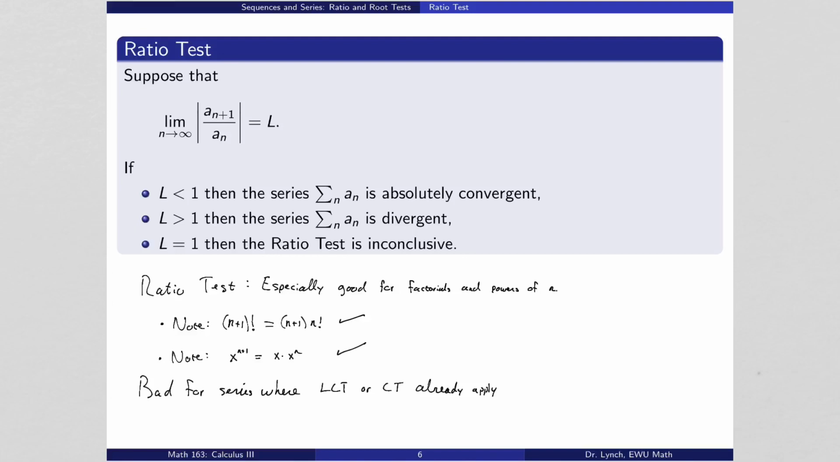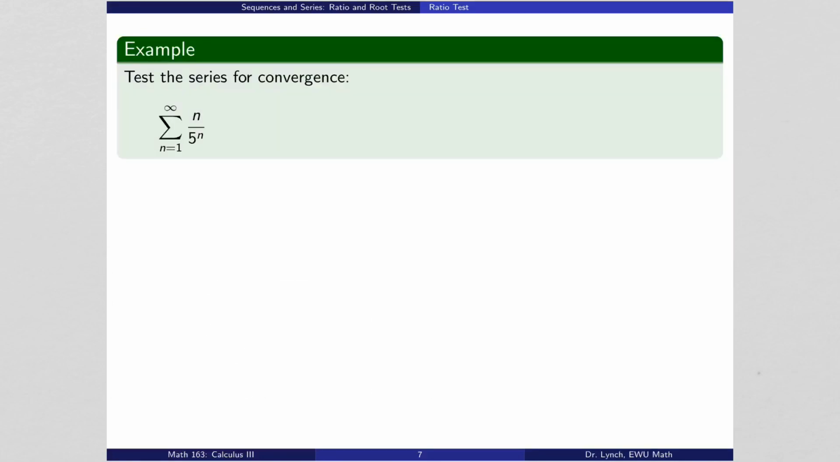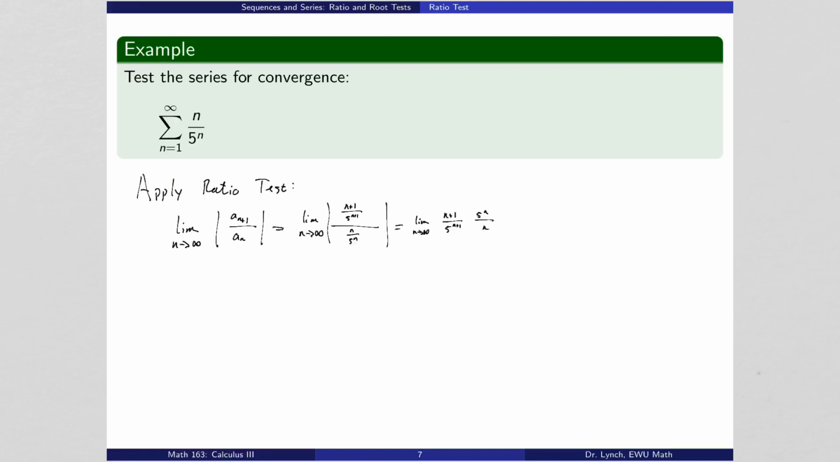Okay, so a few examples illustrating use of the ratio test. Here's the first one: test the following series for convergence. So we'll go ahead and apply the ratio test. We'll look at the limit as n goes to infinity of the absolute value of consecutive terms in the series. This ends up being the limit as n goes to infinity of the quotient of (n plus 1) over 5 to the n plus 1, divided by n over 5 to the n. And here I've just removed the absolute values because everything is positive.